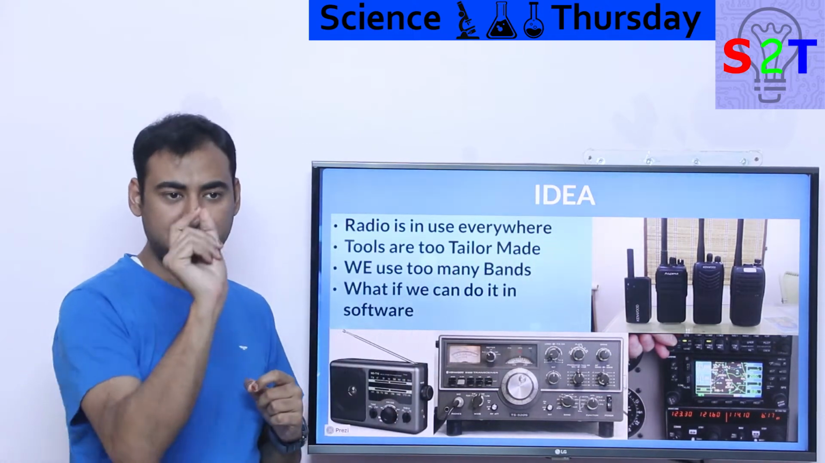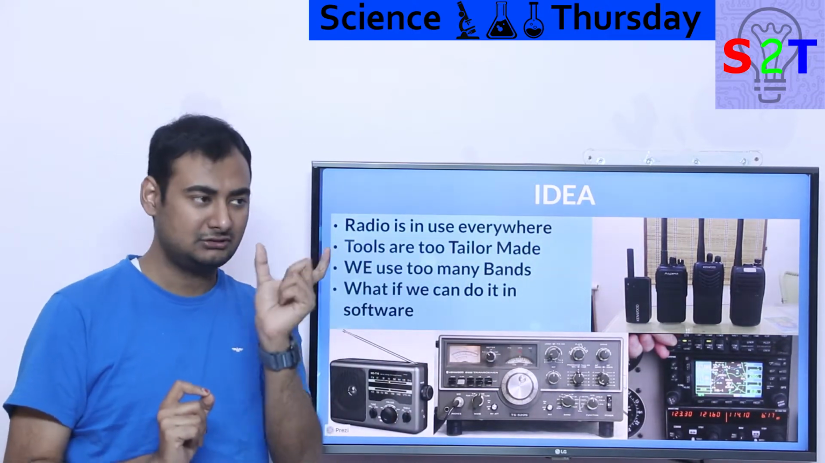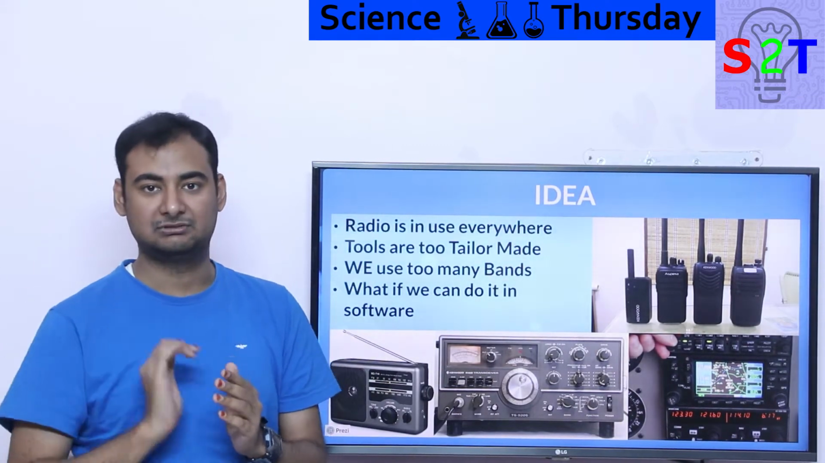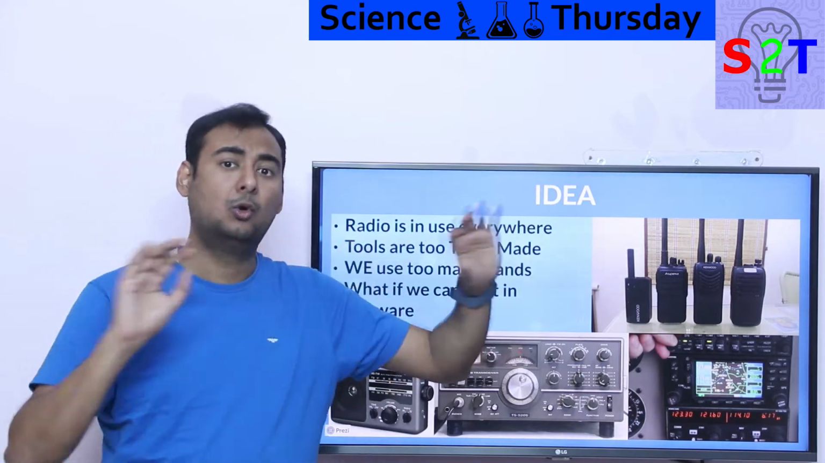It's like, for FM, listen to this spectrum. For air traffic control, listen to the spectrum that is just next to it. For long range communication, go below that. So you get the point. We are utilizing a whole band nowadays.